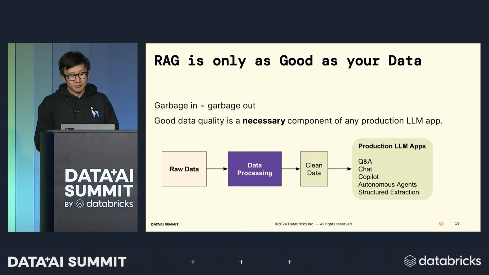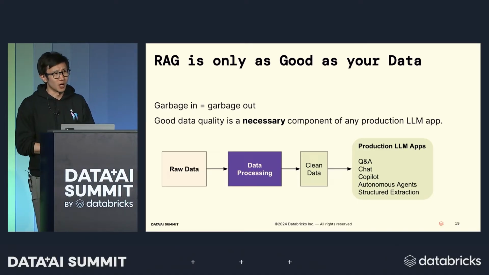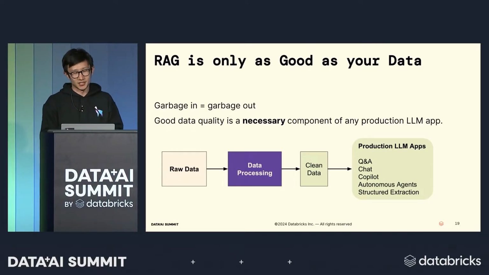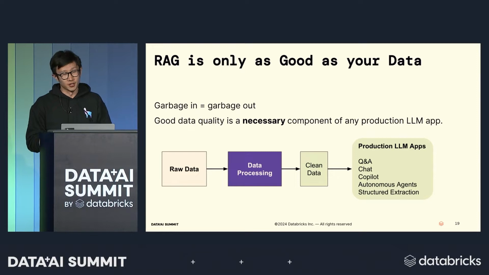And we've seen this even with the latest models, with GPT-4, GPT-4o, Opus. And so one step that you really need to do in ensuring production RAG is having this data processing layer to go from your raw data through this data processing layer to clean data in order to build some sort of production LLM application, right? Question answering, chat, copilot, autonomous agents, and more.